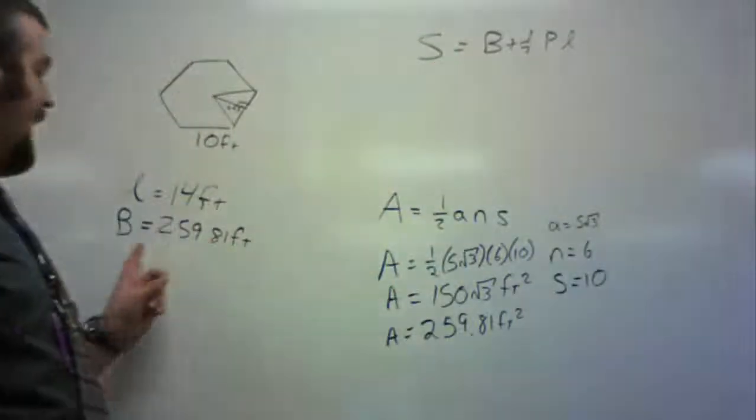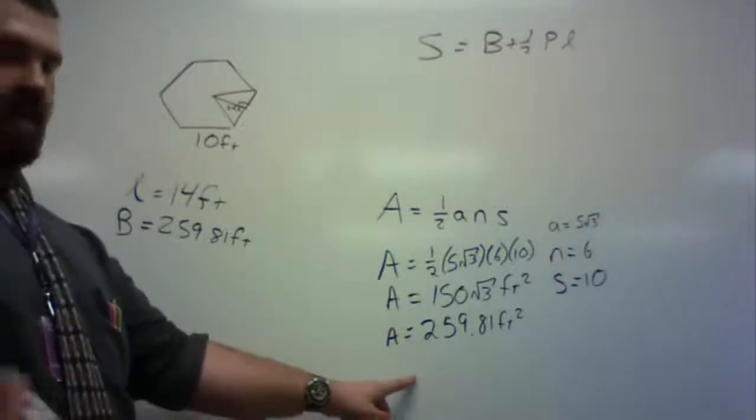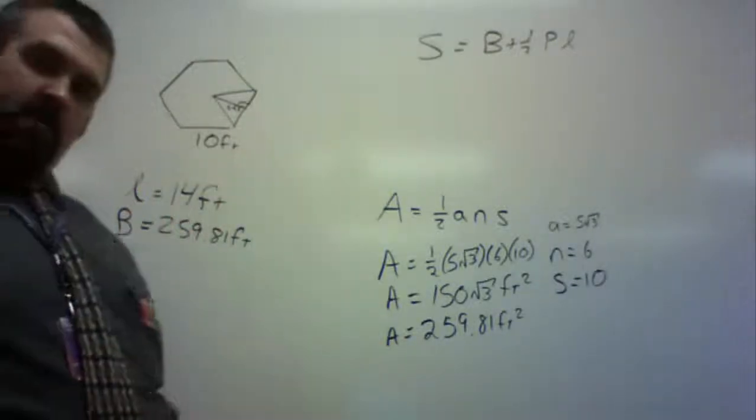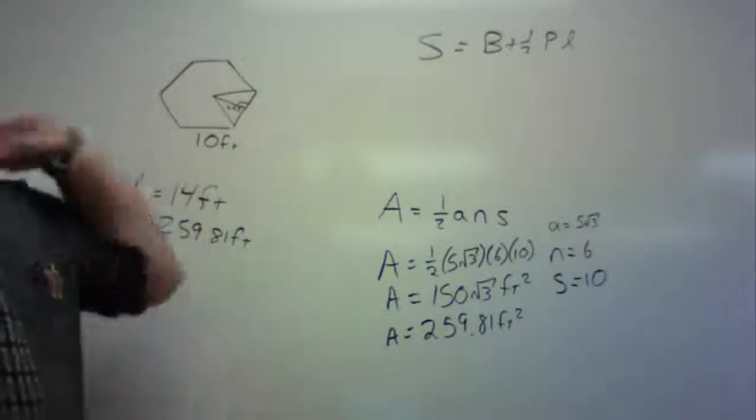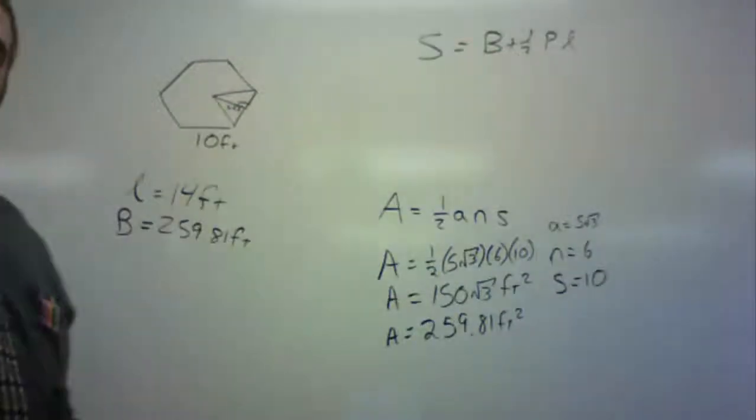So if I look at my surface area equation, the whole goal of this is to find the surface area. I now have B. I calculated it by finding the area of my base. L was given to me in the diagram, so I just wrote it down. Now all I need to solve is the perimeter of the base.